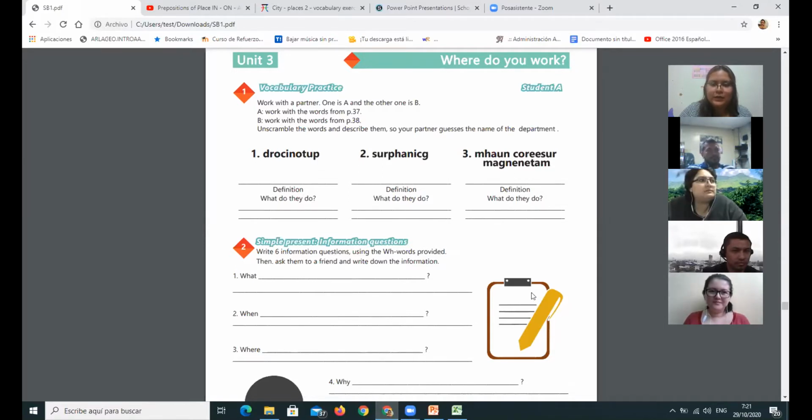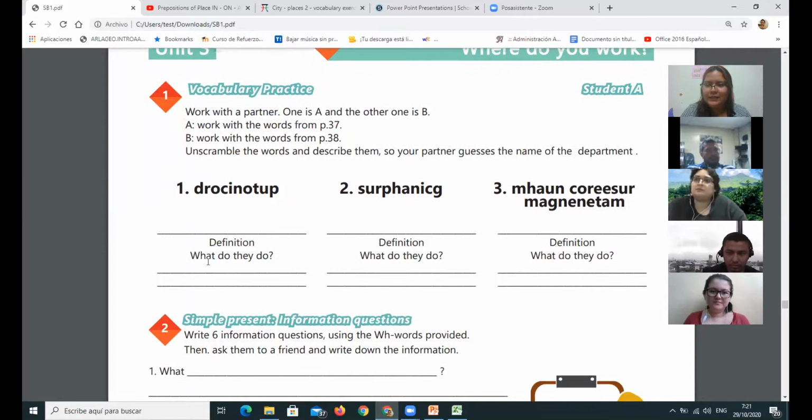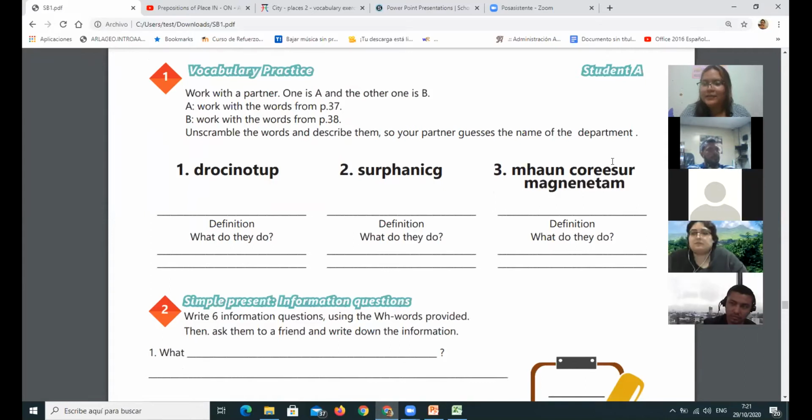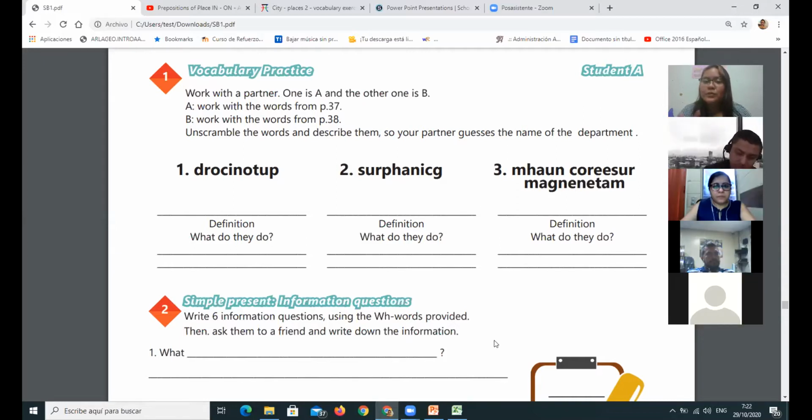What is one activity for this department? Select product. Buy products. Okay, what about number 2? What is the department? Purchasing. Purchasing department. What is one activity? What do they do? Buy products, buy raw materials.